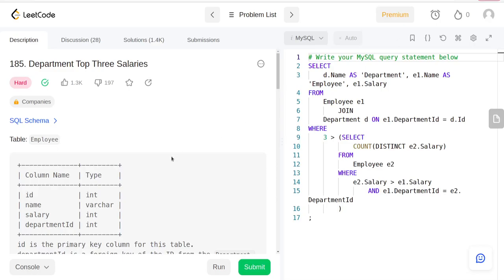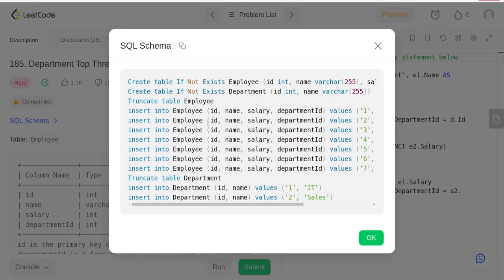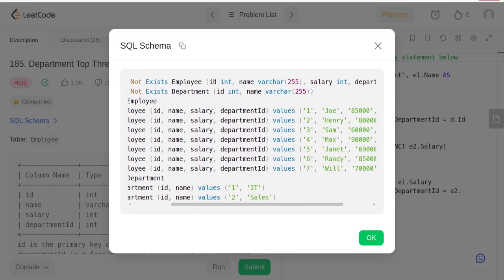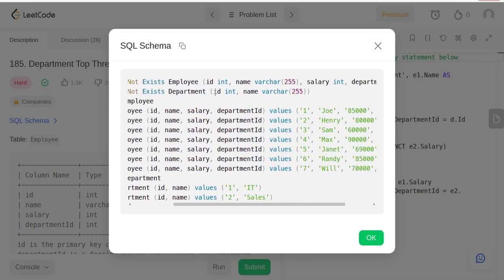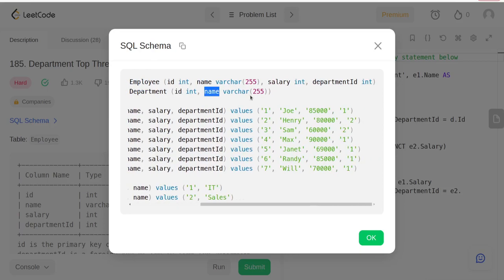In this video, we're going to be covering another SQL question. This is question number 185, department top 3 salaries. We created two tables in it, employee and department. Employee has got the ID, name, salary, and the department ID. And the department has ID and the name.